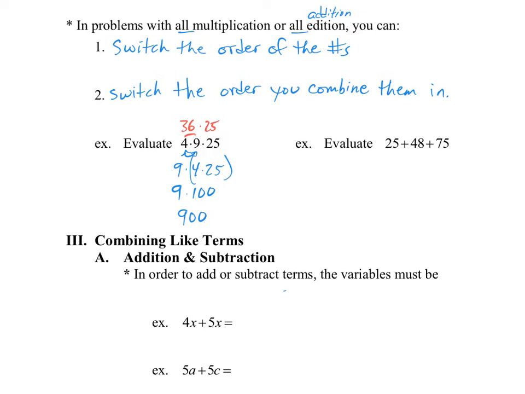Okay, the second one here on the right, 25 plus 75 gives you 100, so 25 plus 75 plus 48 is the same as 100 plus 48. And there's other ways you can combine them. But basically, if it's all addition or all multiplication, you can kind of jostle things around and make it easier.